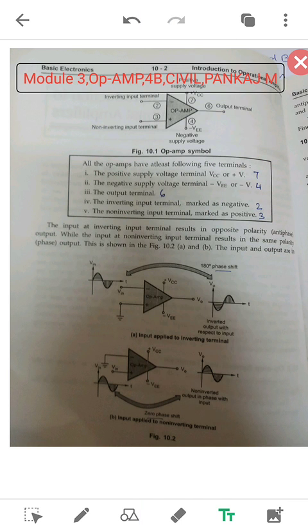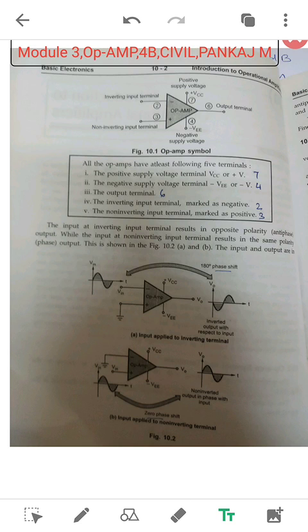So let us see the symbol of the operational amplifier. The above figure shows the symbol of the operational amplifier. In that you can see it is made up of 5 pins. Positive supply voltage named plus VCC is on pin 7. Pin 4 is minus VEE, here you can see.